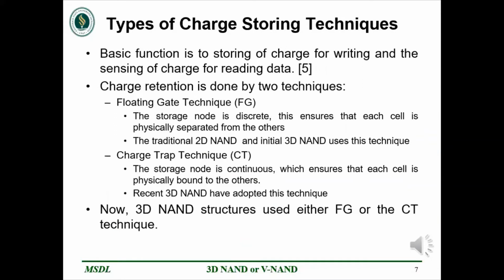The basic function of any NAND flash memory is to store charge for writing and sense charge for reading. Charge retention can be done by two techniques, which are the floating gate technique and the charge trap technique. In the floating gate technique, the storage node is discrete and this ensures that each cell is physically separated from the other. The charge trap technique has its storage nodes continuous, and this ensures that each cell is physically bound to the others. Traditional 2D NAND uses the floating gate technique, and initial 3D NAND cells also used the floating gate technique. However, due to certain limitations of the floating gate, newer 3D NAND technologies prefer to use the charge trap technique.